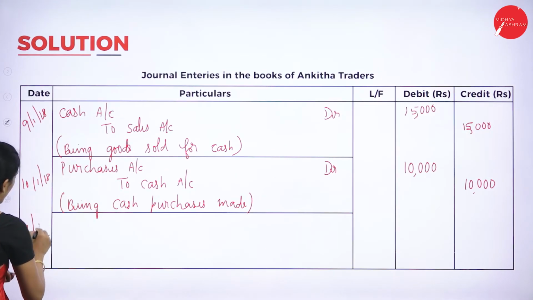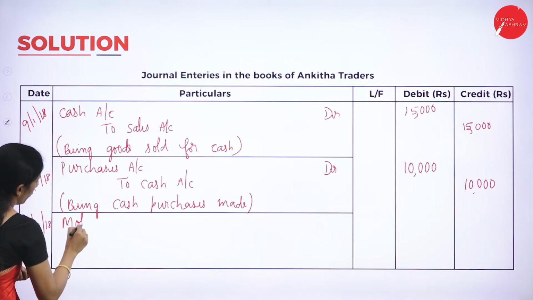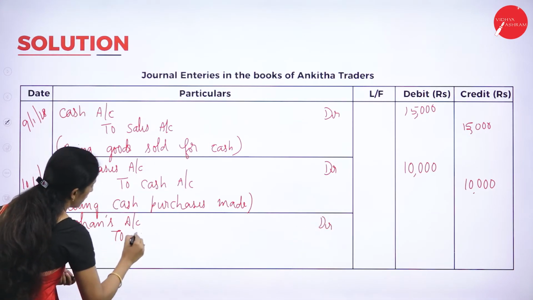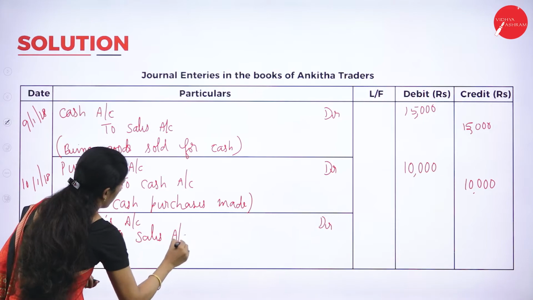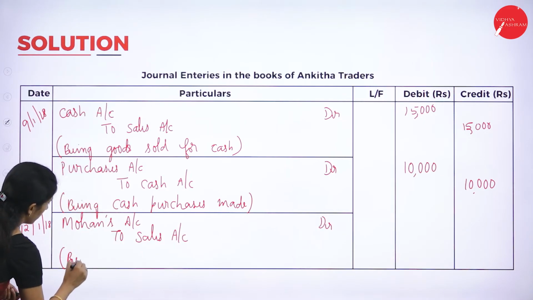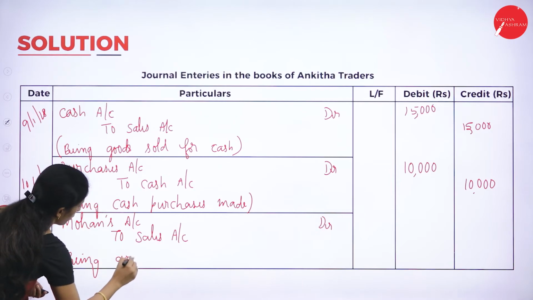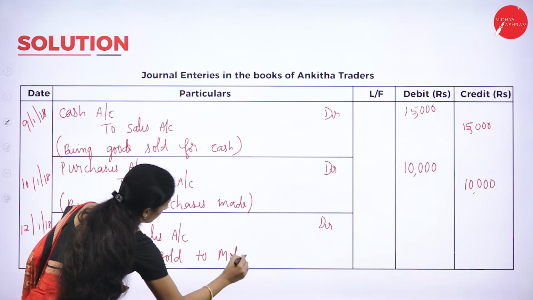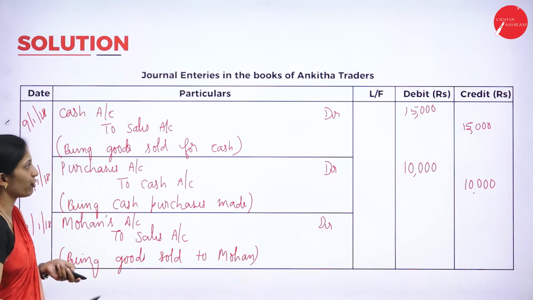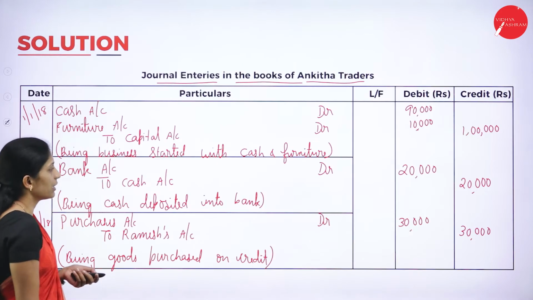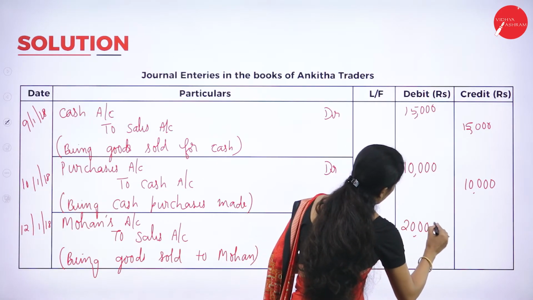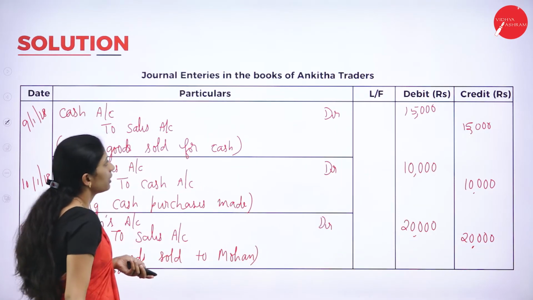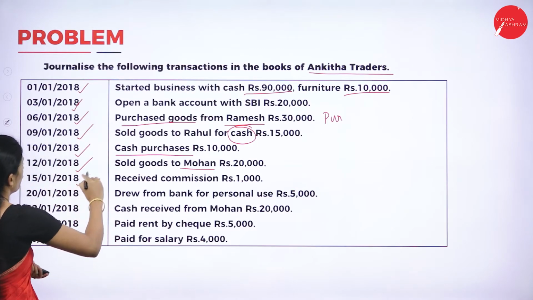So 12/1/2018, Mohan's account debtor to sales account. Write the narration: being goods sold to Mohan. Being goods sold to Mohan on credit, also you can write. So what is the amount? 20,000. 20,000 in the debit side and 20,000 in the credit side. So hope you are clear with this. Now moving on to the next transaction.